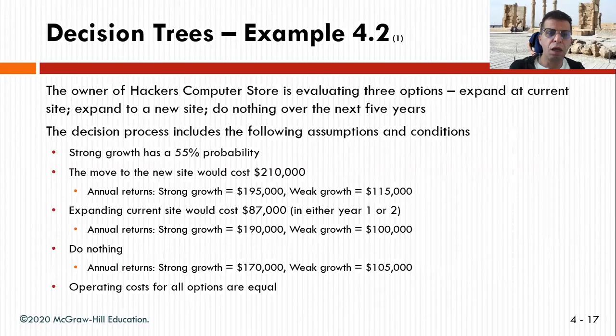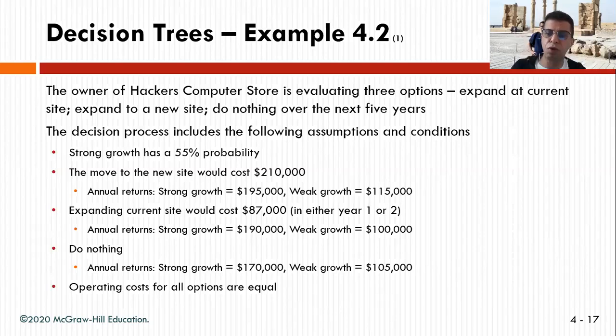Okay, just a quick example, so that when you look at the decision tree, it makes sense. The owner of Hacker Computer Stores is evaluating 3 options. They want to expand at the current site. They want to make another factory somewhere else, or another center. Or the third option, they say, well, let's not do anything.